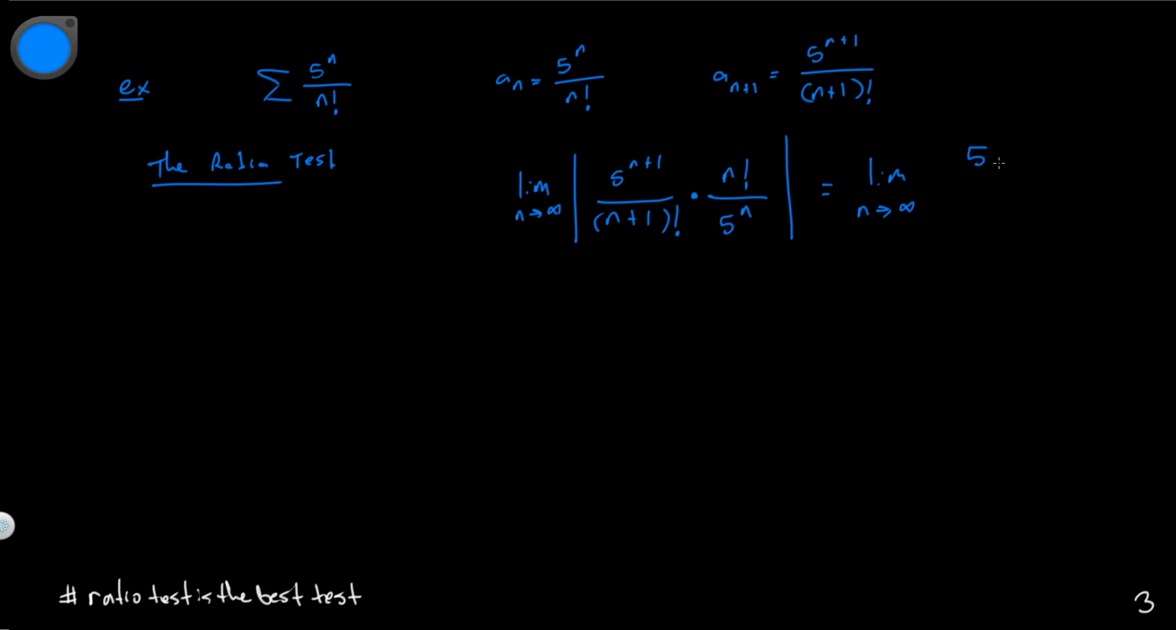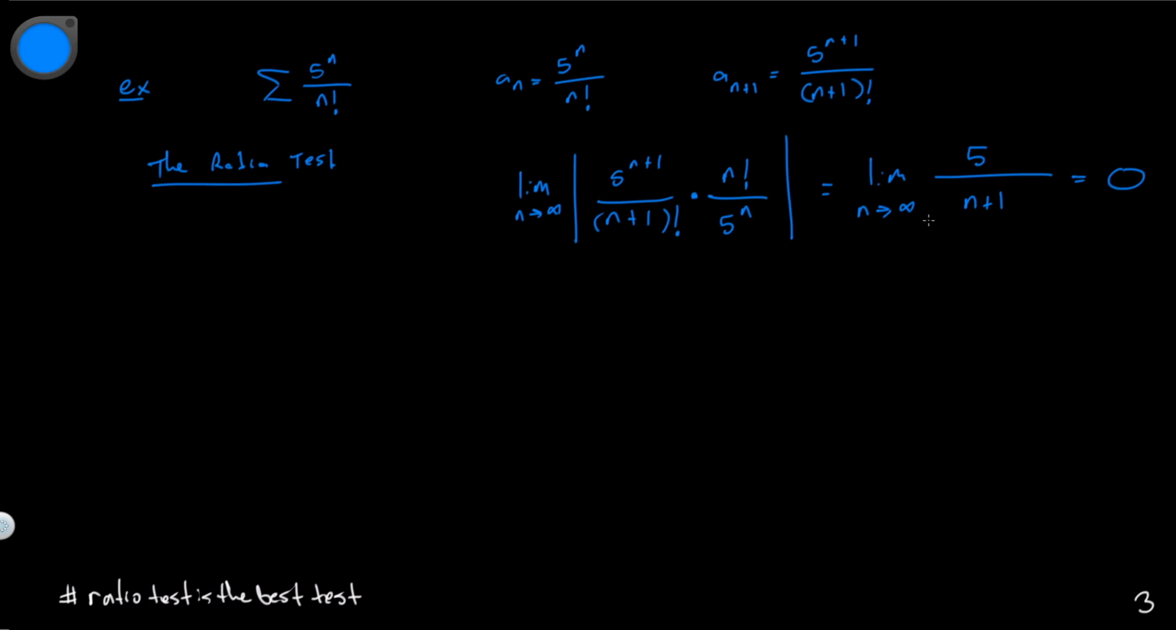Oh, sorry, no, we're going to have 5 to the n on top. And then we have (n plus 1) factorial and n factorial. This n factorial is going to cancel out all but the final n plus 1. Boom, we have this. And this goes to 0.